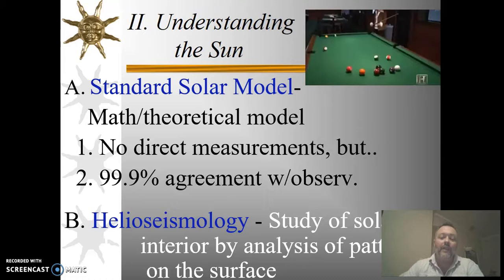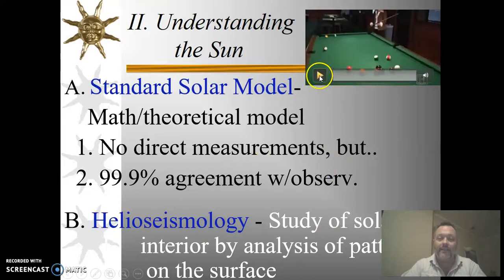Now, one tool that we have, maybe the most important tool of all, is called helioseismology. Helio means sun, of course, and seismology, we normally think of earthquakes, but here we're talking about starquakes, or in this case, a sunquake. When the sun does have seismic activity, it ripples through the sun, and we can study the waves on the surface. Let me show you what one of these looks like.